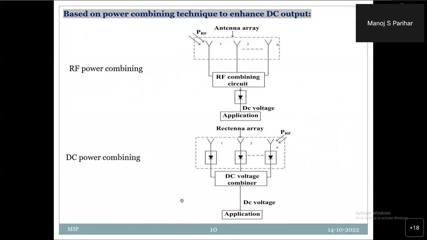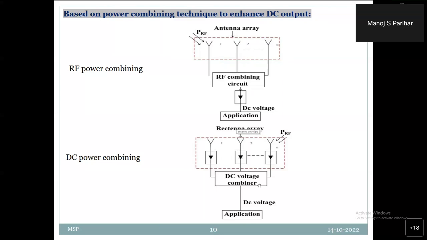Then, based on the power combining technique, we can combine power in this way. We can first combine the RF energy using couplers or combiners, followed by the rectifier. So say RF is coming from different antennas, or we can use an array of antennas. Then the RF signals are combined, and then converted into DC voltage. On the other hand, we can also combine at the DC level. Here we can use an array of rectennas, so we make individual rectennas, antenna and rectifier, and then we combine power at the DC level, right?